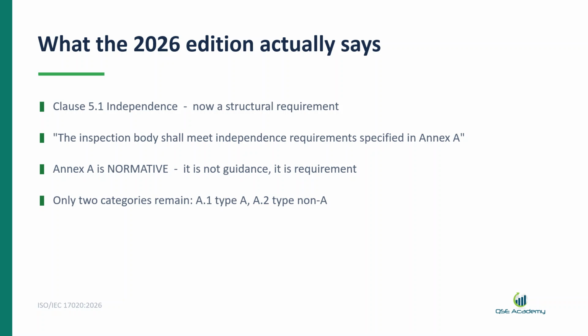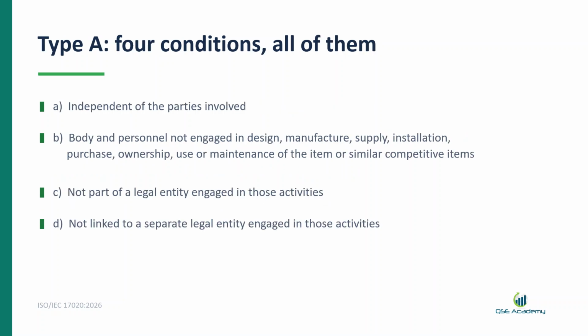Notice that word, Annex A. And notice that Annex A is normative. That is not a nice-to-have appendix. It is a requirement you will be assessed against. And inside that annex, there are now exactly 2 headings, A.1, Type A, and A.2, Type Non-A. Type A, 4 conditions, and you need all 4.